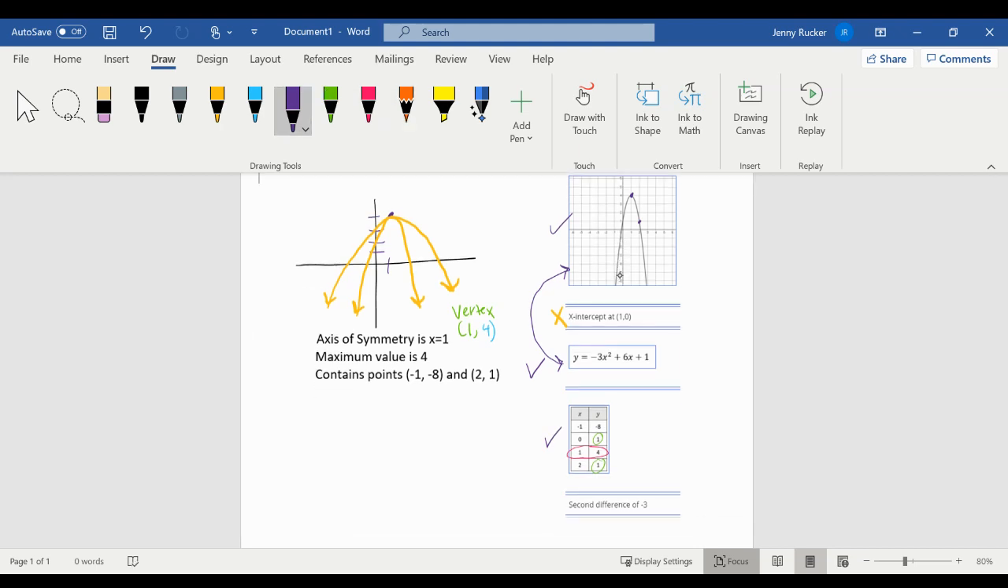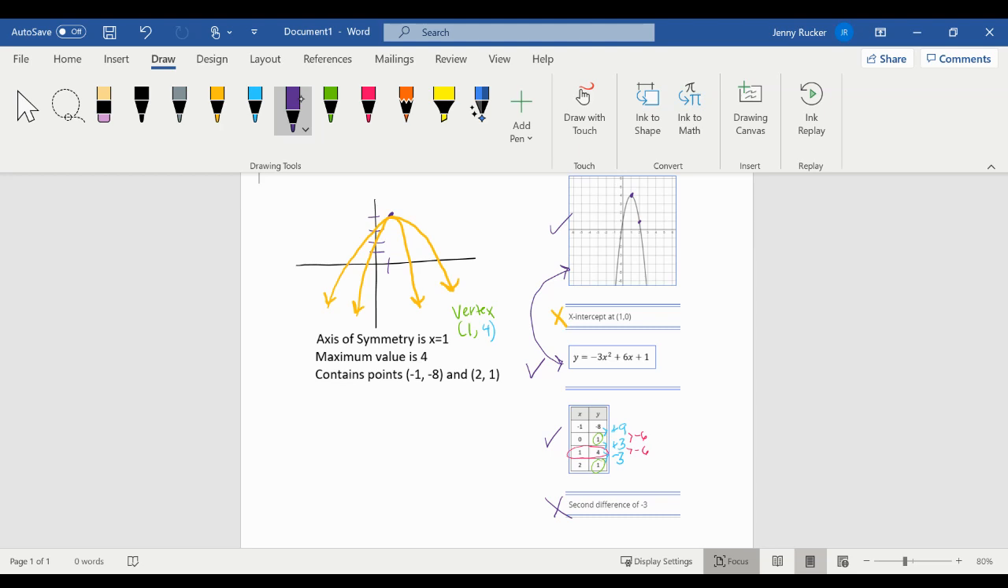Our final option is a second difference of -3. Since I already know this table represents these key features, I have the equation and the graph that represent these features. I can use any of those representations to check for the second difference. Let's use our table. -8 to 1 would be +9. 1 to 4 would be +3. 4 to 1 would be -3. So for our second difference, that's going to be -6, not -3. So this is not true.